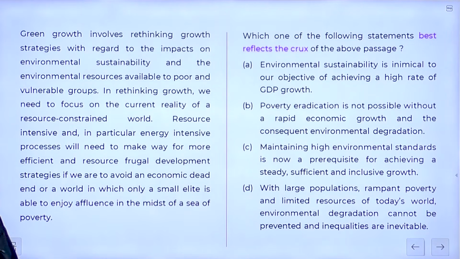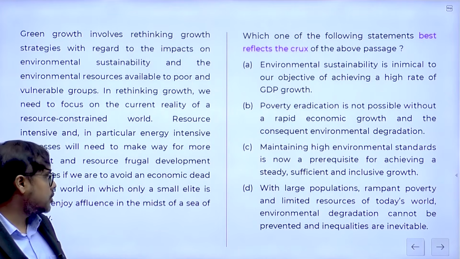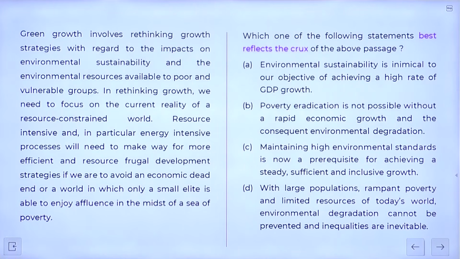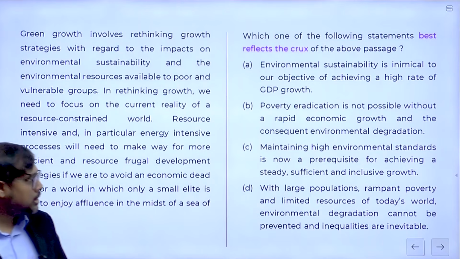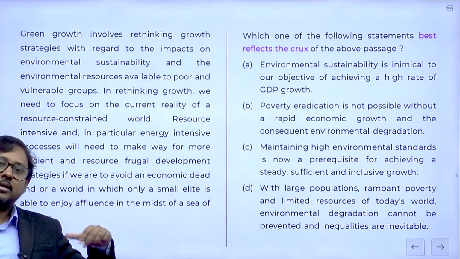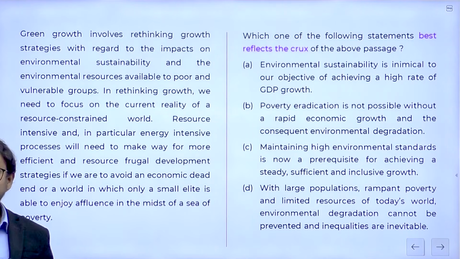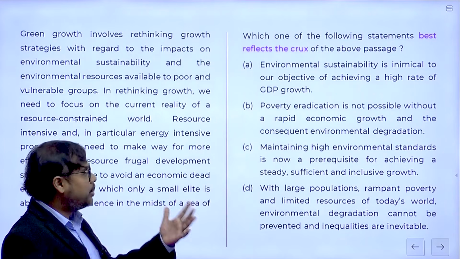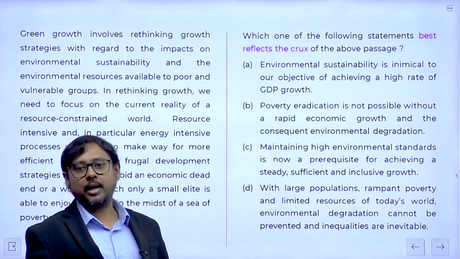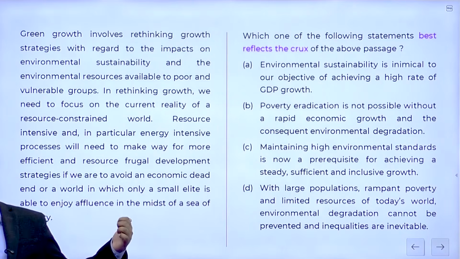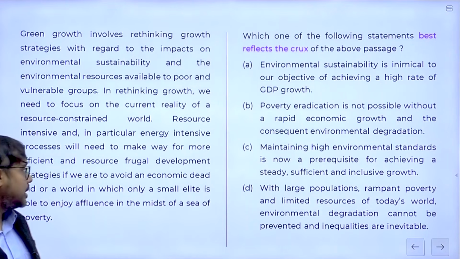Option D: with large population, rampant poverty and limited resource of today's world, environmental degradation cannot be prevented and inequalities are inevitable. Extreme finality, right? Like it's cannot be prevented and inequalities are inevitable. As if he has seen some doomsday movie and then he's reading the passage, right?